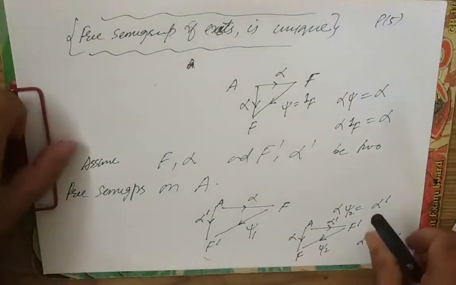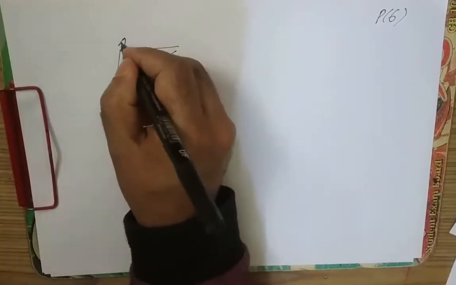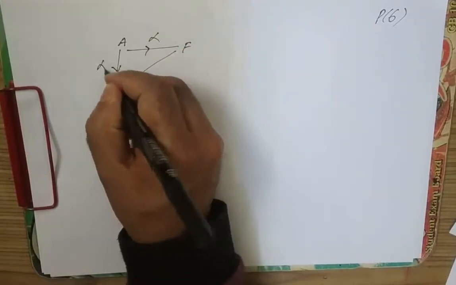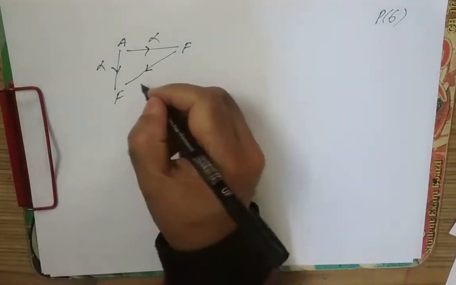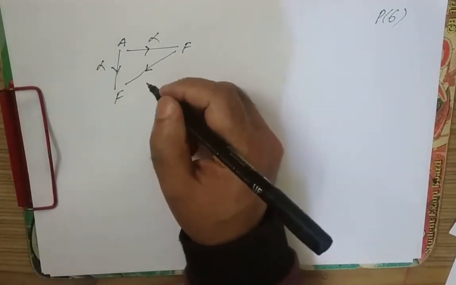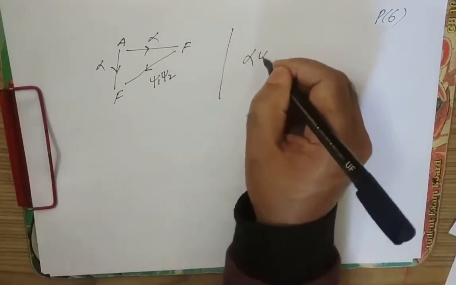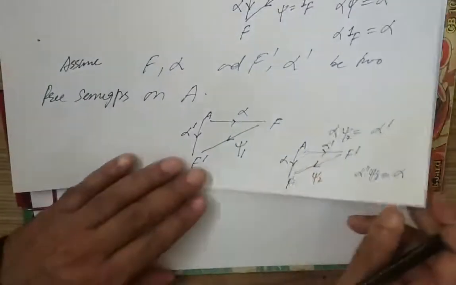From these two diagrams, we have the following commutative diagram. It's A, it's F here. This is alpha, this is alpha. And this is psi 1, psi 2. You can see psi 1, psi 2, and because alpha psi 1 psi 2 is equal to alpha, it can be seen from this diagram.